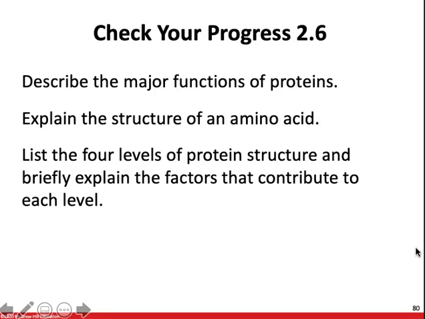All right, so you should be able to describe the major functions of proteins, explain the structure of an amino acid, and list and describe the four levels of protein structure and the factors that contribute to each of those structures.